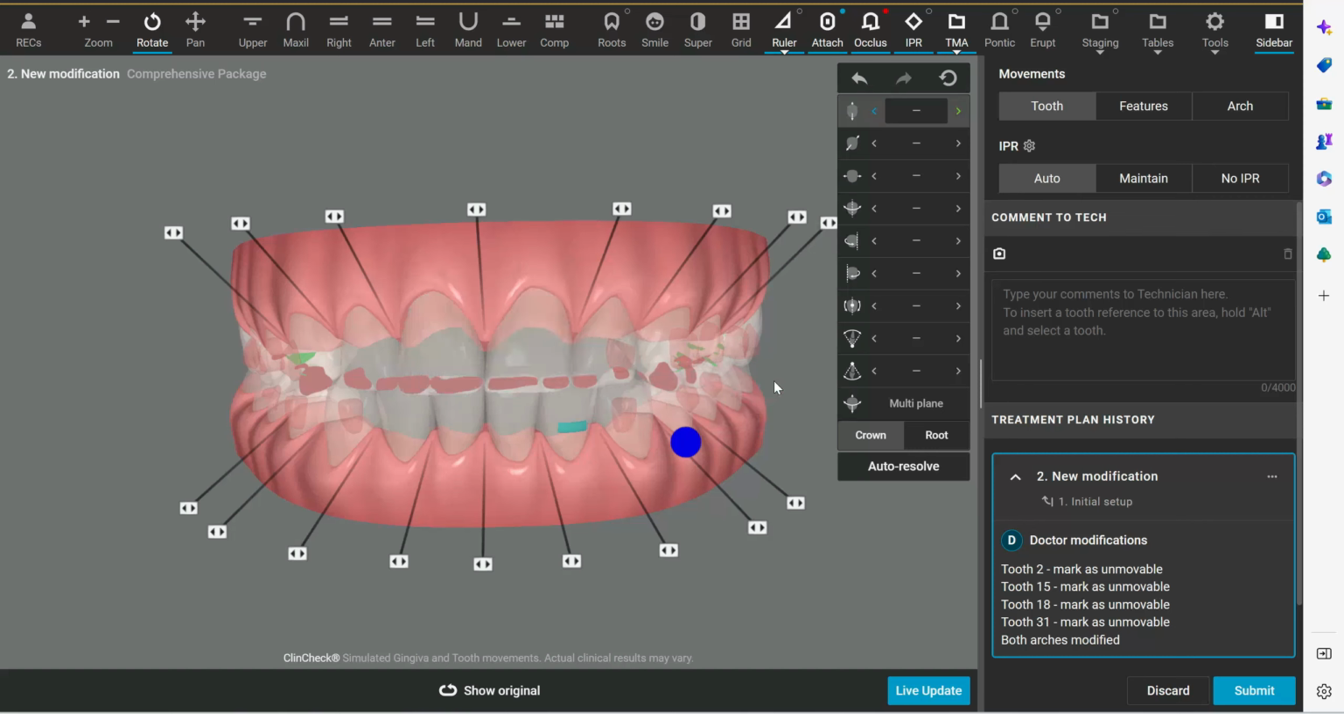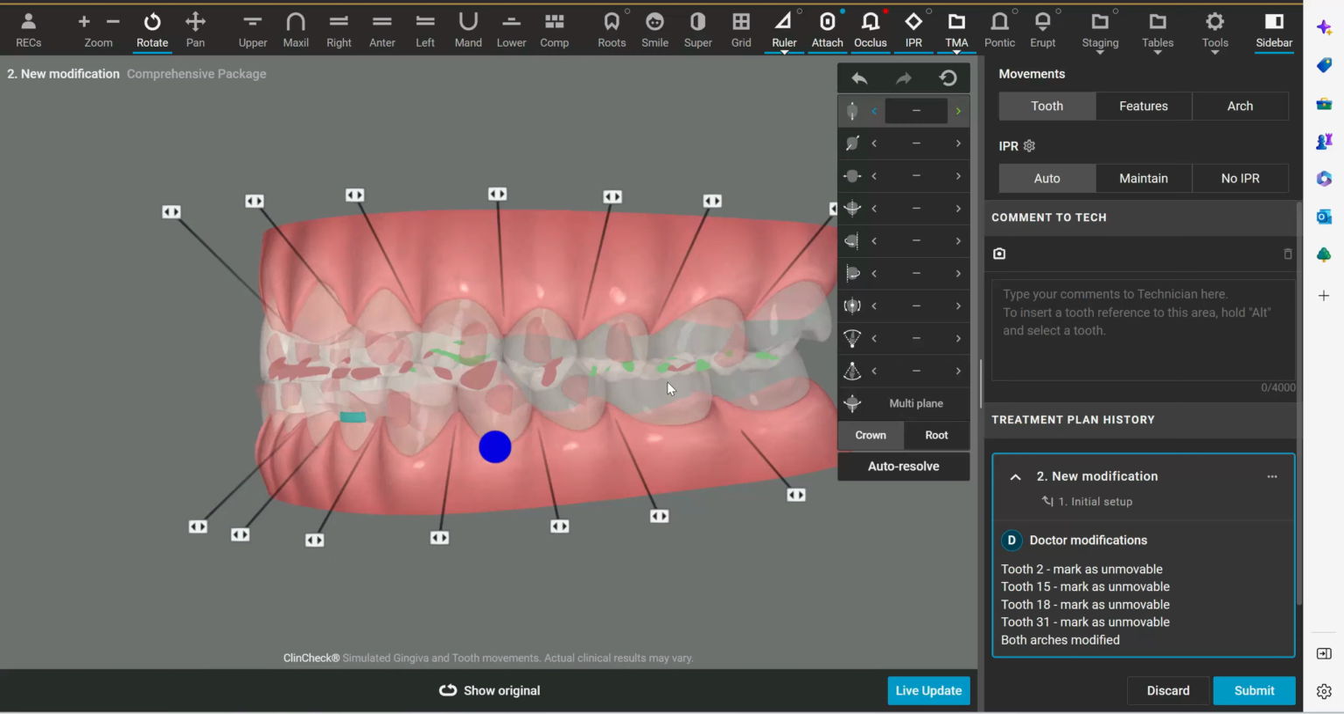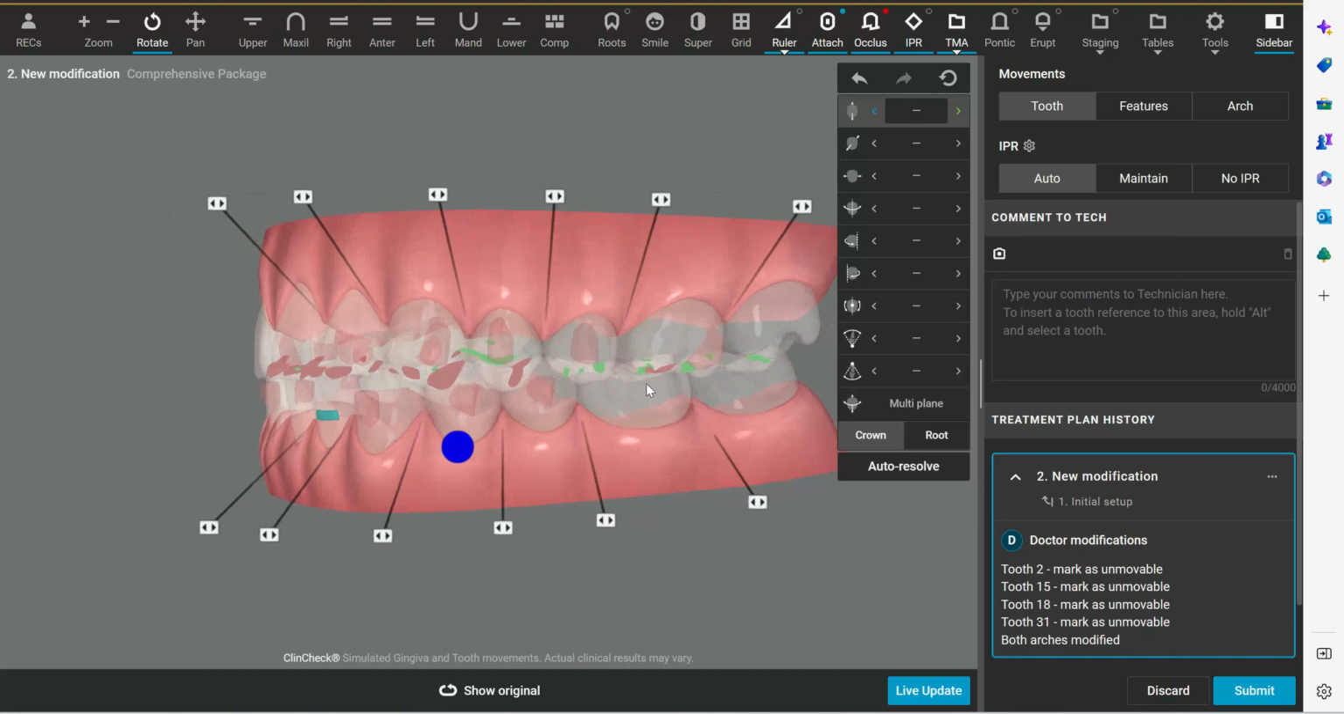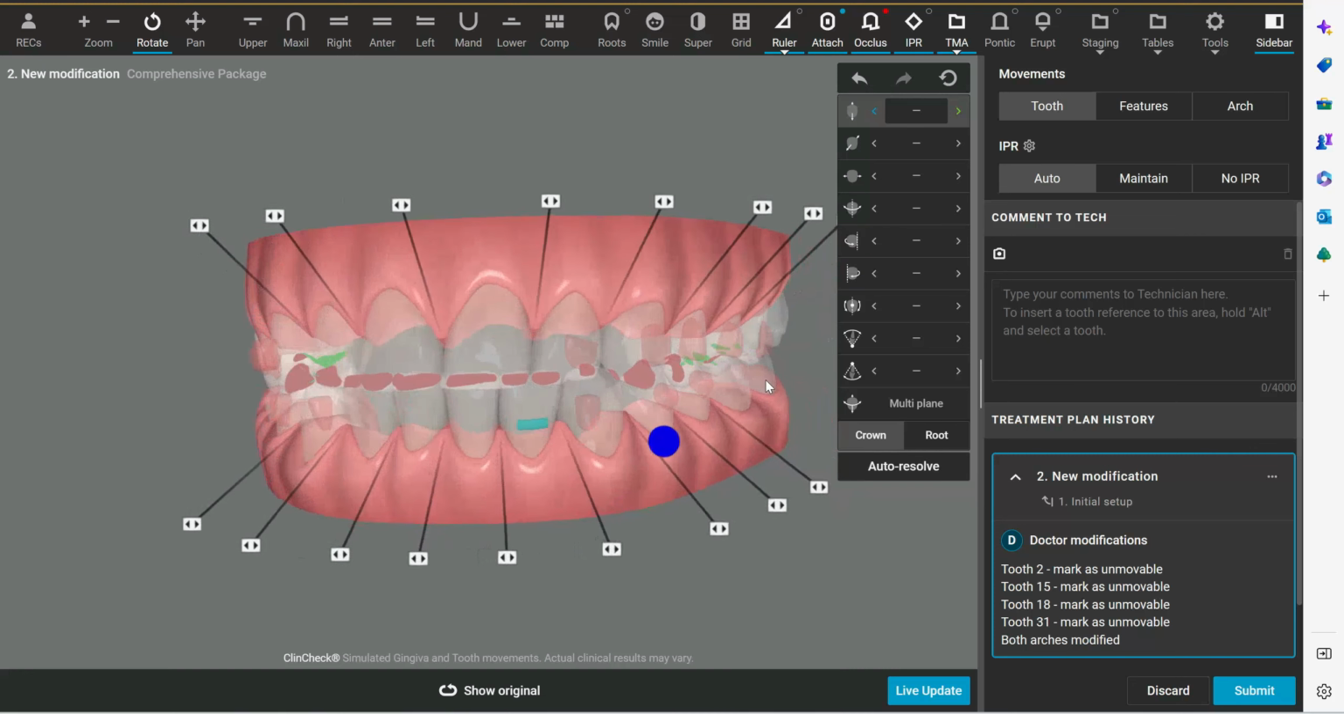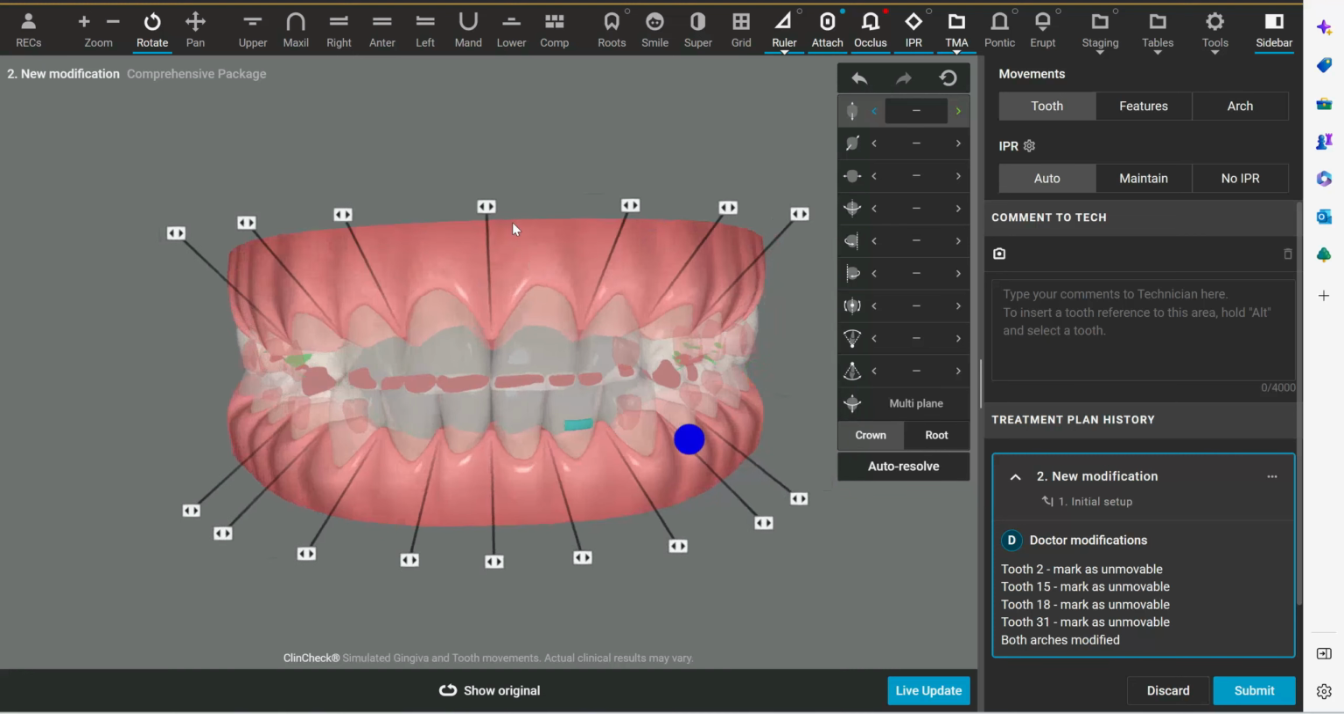You're going to have to either leave space, add more space back in the upper arch, or do a lot of lower IPR, and you're trying to scramble around and figure out how to fix this after the patient has finished their initial set of aligners. So there's a trick to remove the anterior-posterior shifting that's unnecessary in a treatment plan.